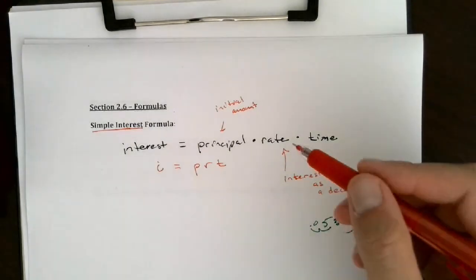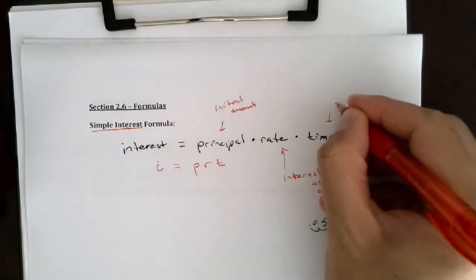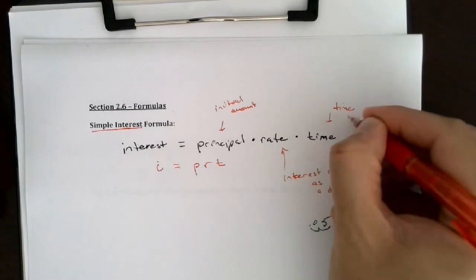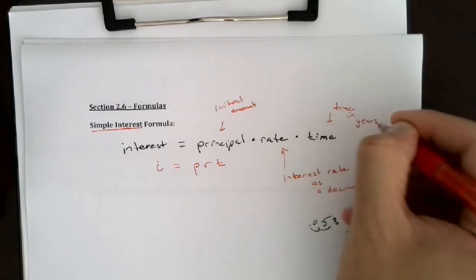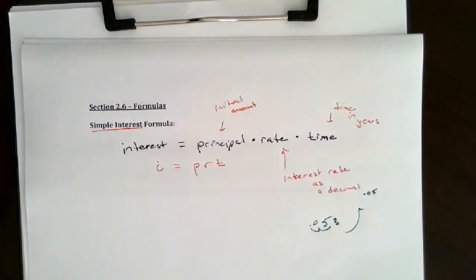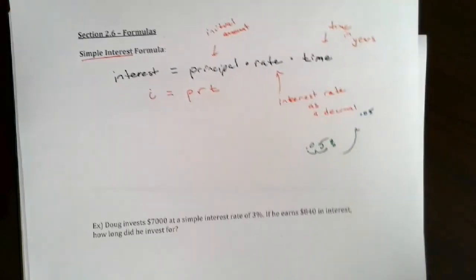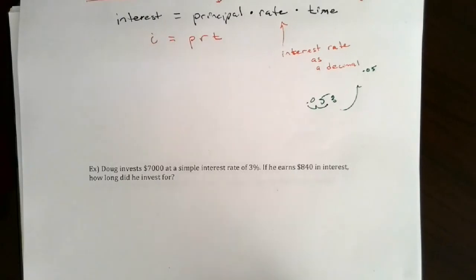So the rate is the interest rate as a decimal, and time is going to be the time in years of the investment or for the loan. So let's look at an example using this formula. It says Doug invests $7,000 at a simple interest rate of 3%.